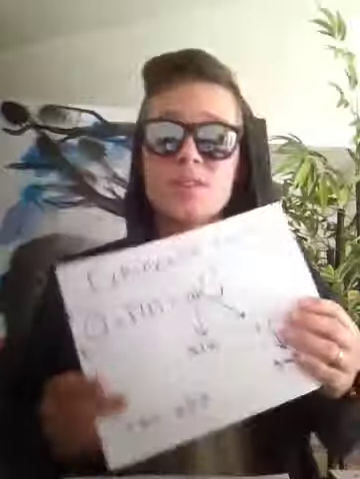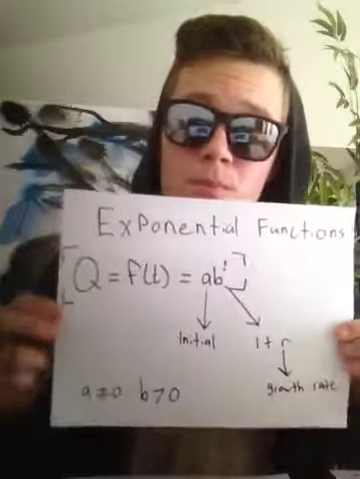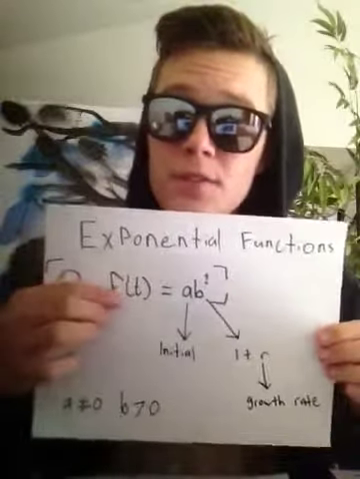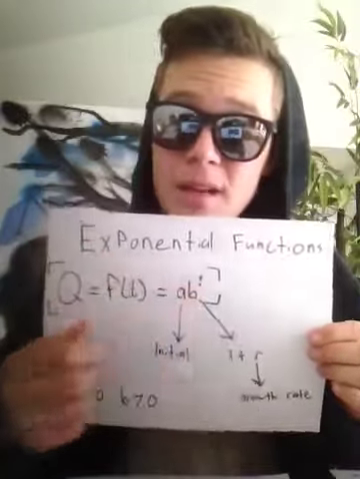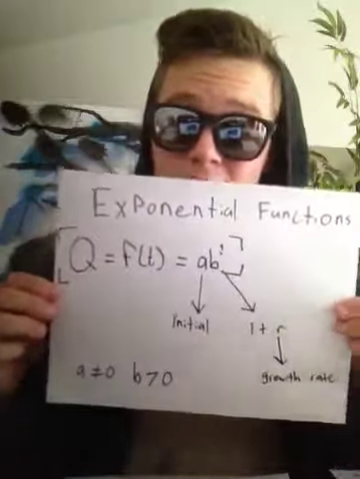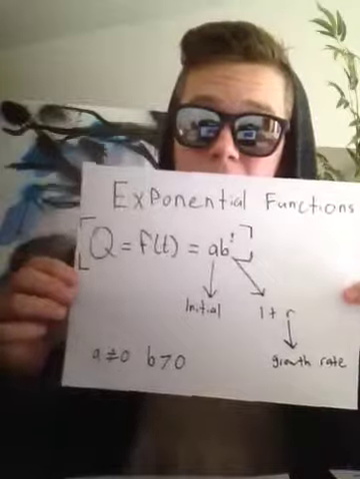We'll start with exponential functions. The only way to go. We got Q equals f of t, which equals a times b raised to the t, and it's as simple as that. You might ask, so what does that mean? Let me explain it to you.